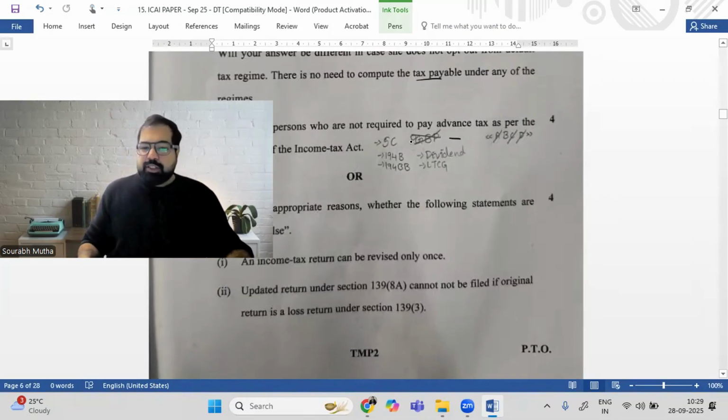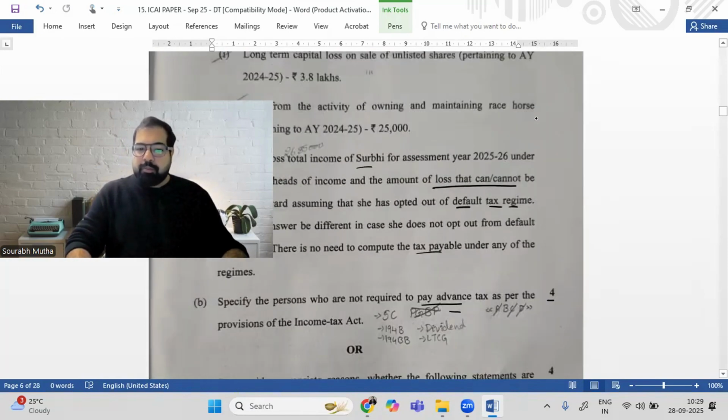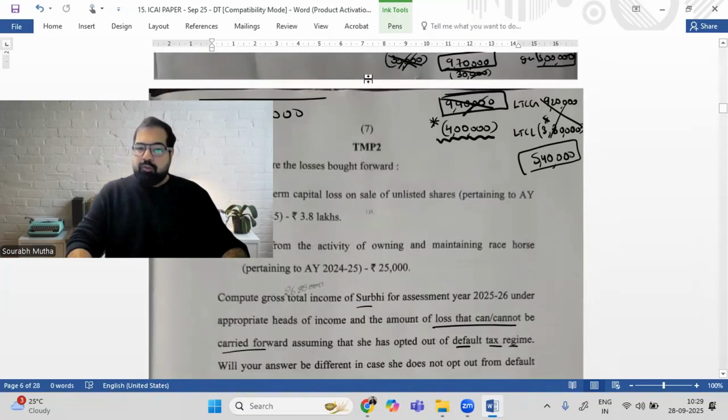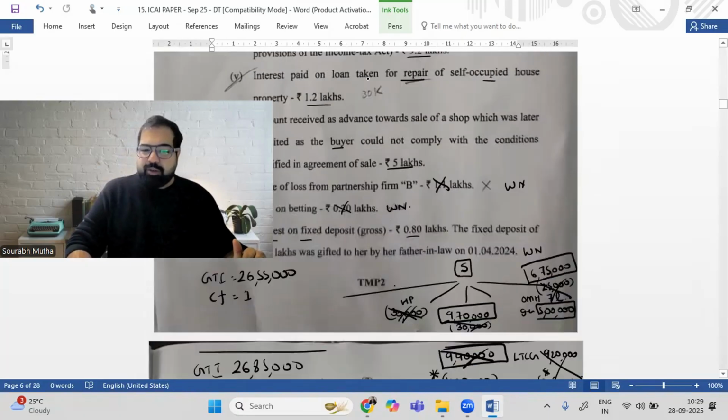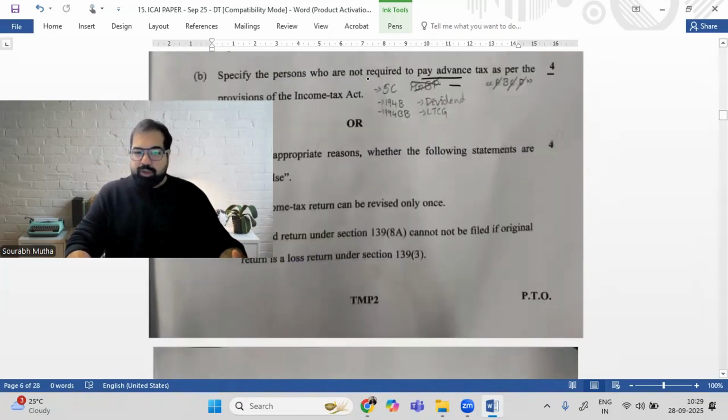Next, specify the persons who are not required to pay advance tax. Now, guys, this is the kind of question because of which we might not go to question number 4. We might do question number 2 and 3 and finish it off there because, guys, there is some theory question here which I want to avoid. Let's see if we can do that.